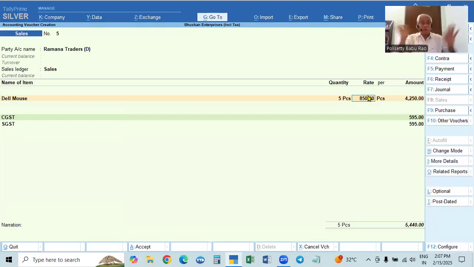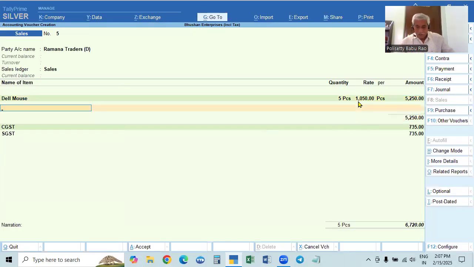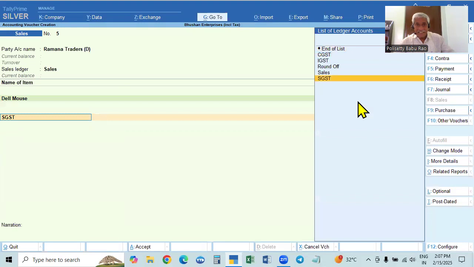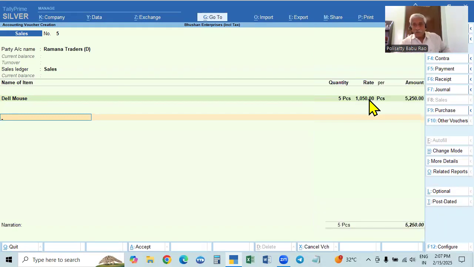That's all. But when you are giving the invoice, we should not put that the Dell mouse is sold at 5 pieces, 1,050, without charging tax extra. Like this, 1,050 rupees and 5,250. That is the total price. We should not take it that way. Without charging extra tax, we cannot sell like this.